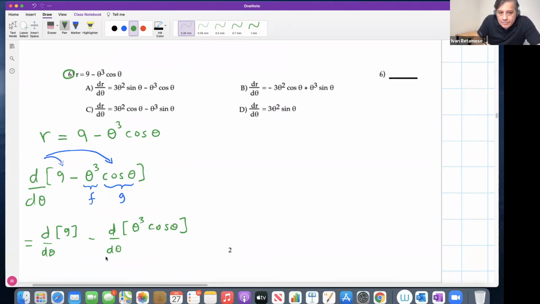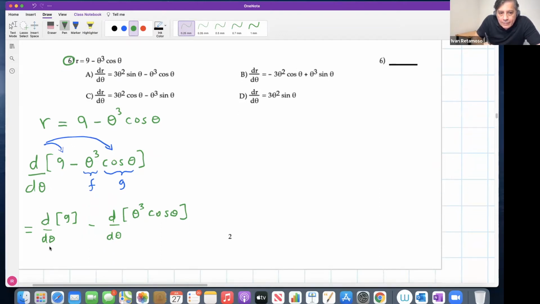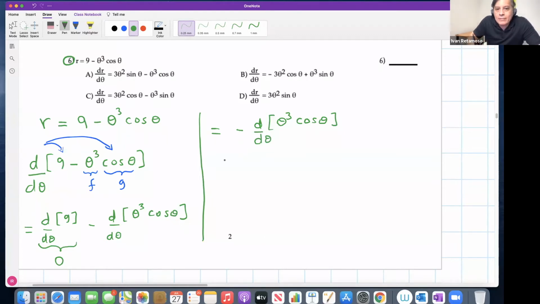Okay. So now notice this is the derivative of a constant, so that derivative should be just zero. The derivative of a constant function, no matter what it is, is just zero. So this guy I can eliminate; it disappears. What I'm left with is the derivative of theta cubed multiplied by cosine of theta with respect to theta, together with this negative sign outside. Be very careful with that sign. I think that's creating confusion.